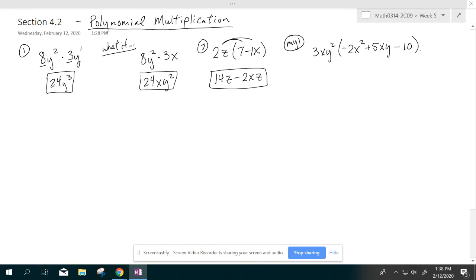This is all one term. It's got three factors, but it's all one term. This is a term, this is a term, and this is a term, okay? So again, we're going to do the distributive property. And what you need to do, think of this as three little problems instead of one big problem. It's really three little problems.